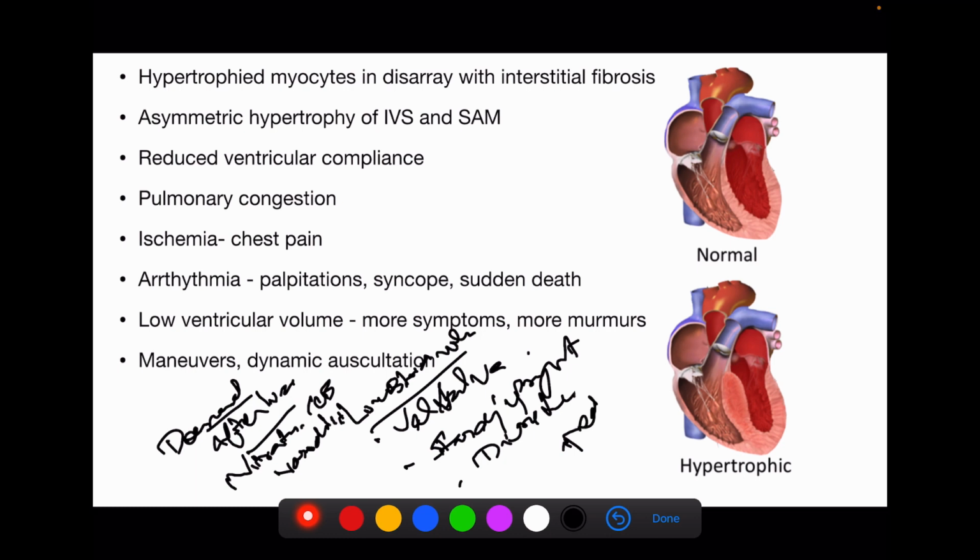Increased cardiac contractility occurs in exercise or with drugs like digoxin. So when it comes to digoxin, exercise, Valsalva, standing upright, diuretics, nitrates, and vasodilators, all these things need to be avoided in patients with hypertrophic cardiomyopathy.